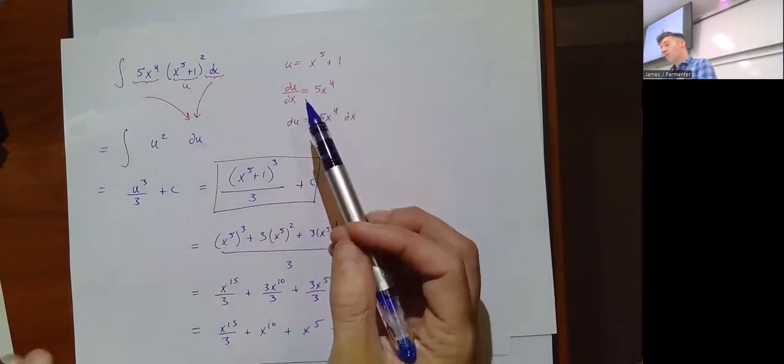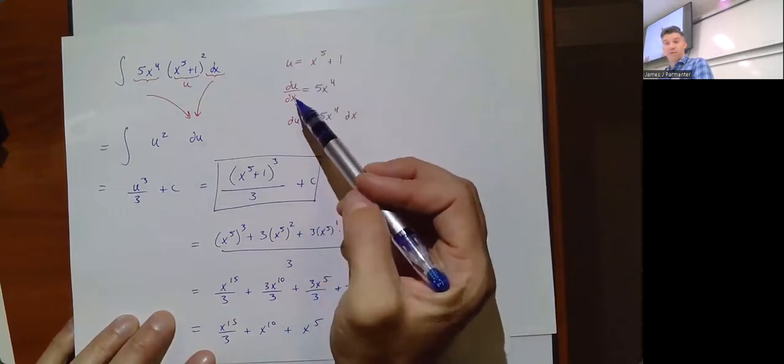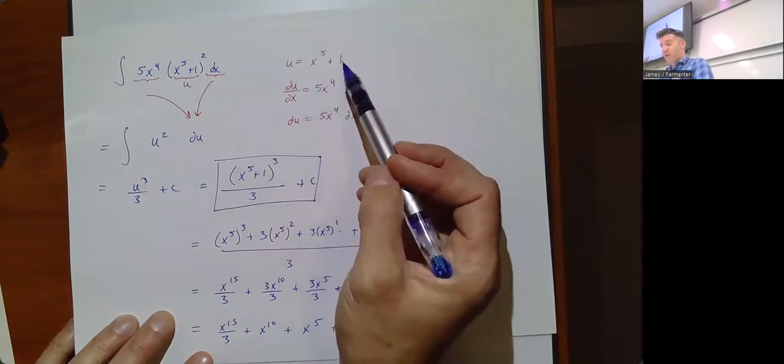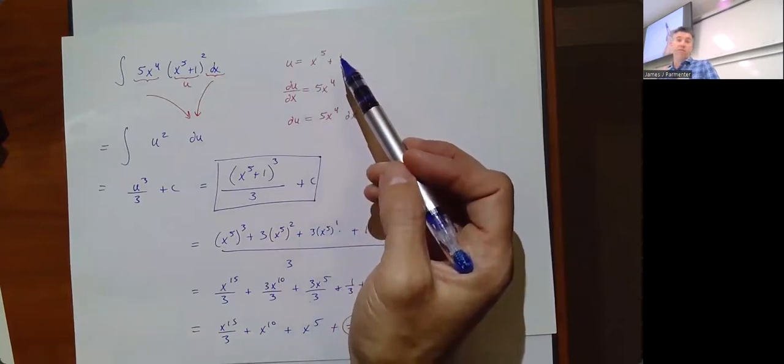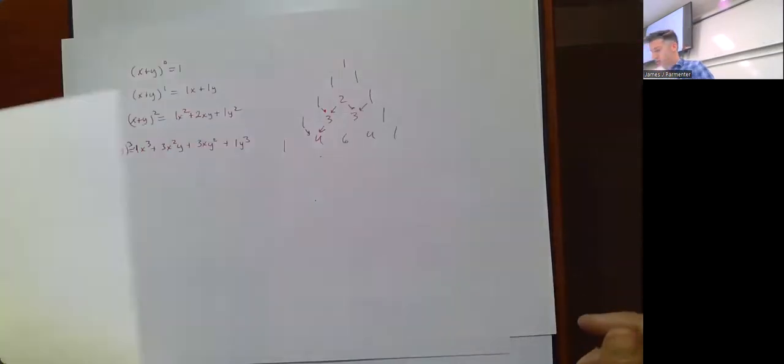I wasn't very explicit. What we're doing here is taking the derivative of u. So the derivative of u is equal to, well, the derivative of x to the fifth is 5x to the fourth, and the derivative of 1 is just 0 because the derivative of a constant is 0. Okay, thank you. You're welcome. Yeah, good question. Thank you for asking.